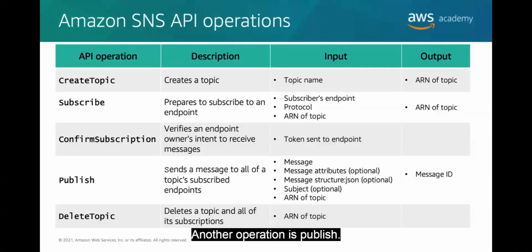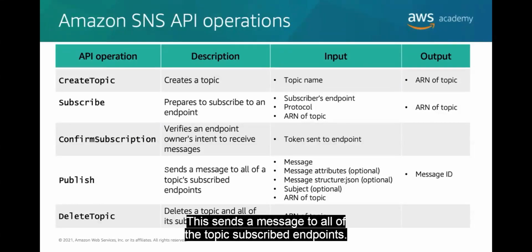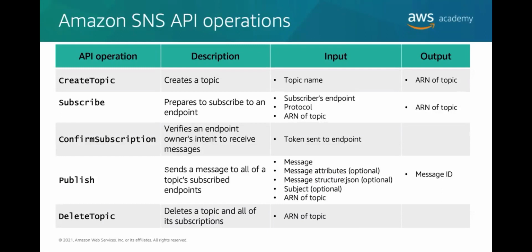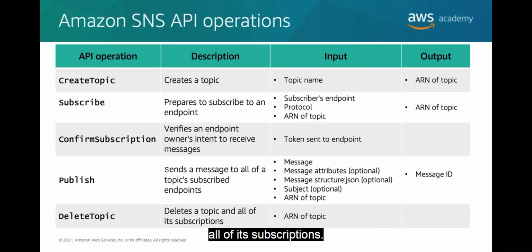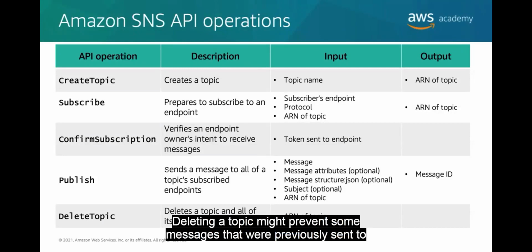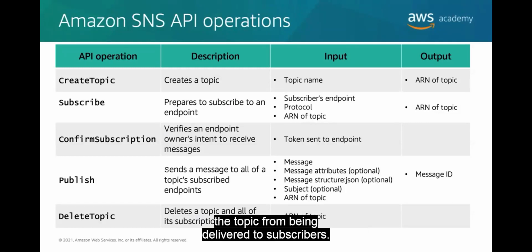Another operation is publish. This sends a message to all of a topic's subscribed endpoints. When a message ID is returned, the message has been saved, and Amazon SNS will attempt to deliver it to the topic's subscribers. The final operation we'll cover is delete topic, which deletes a topic and all of its subscriptions. Deleting a topic might prevent some messages that were previously sent to the topic from being delivered to subscribers.